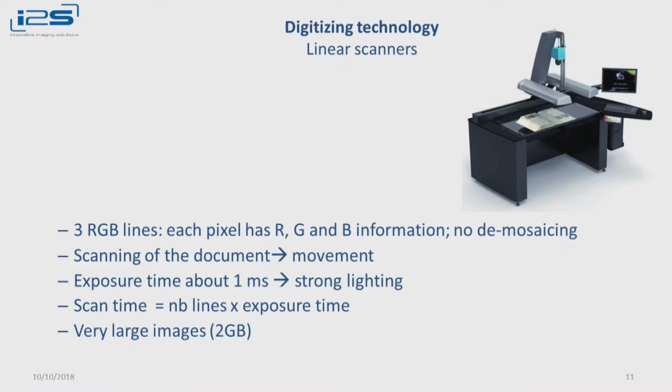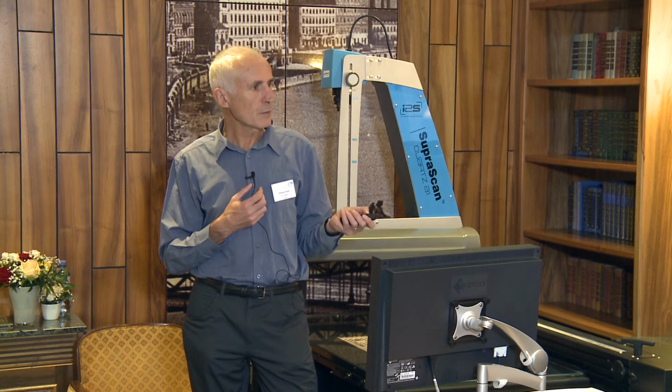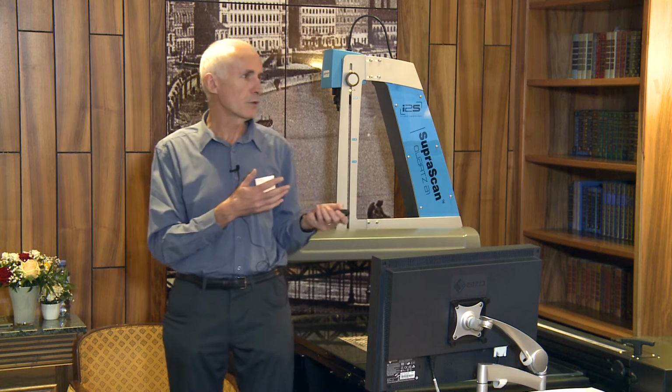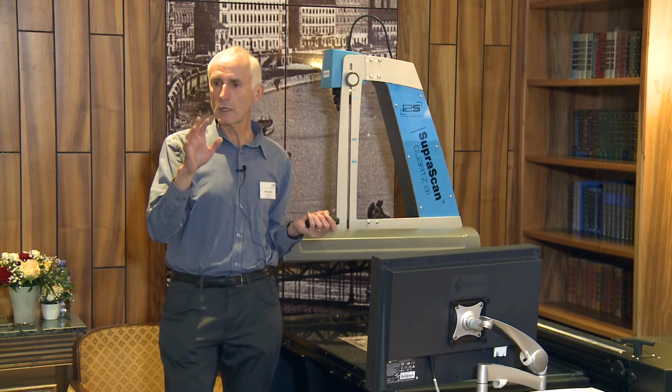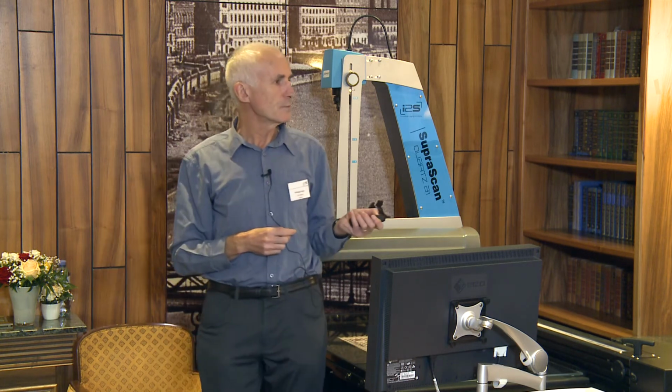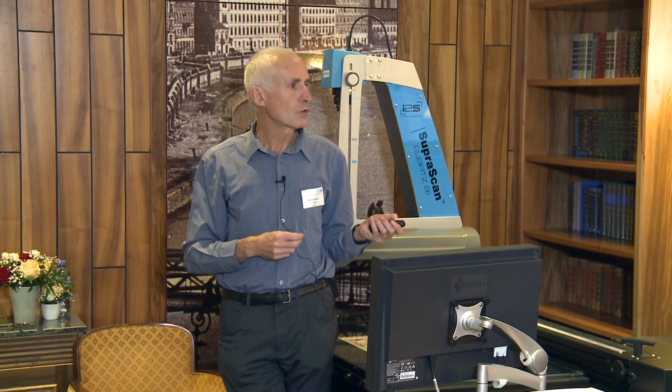We have really to scan the document, so we need to move something. That means the scanner will be more heavy, more slow also. The exposure time of one line is quite short, but 1 millisecond. That means you need a very strong light. So very strong light can be good sometimes because it doesn't depend on the ambient light. You will see a difference on this one. But the total amount of light on the document stays very low because the light effect is cumulative.